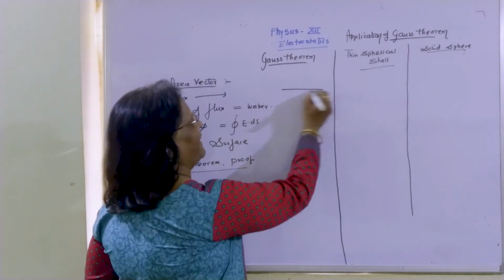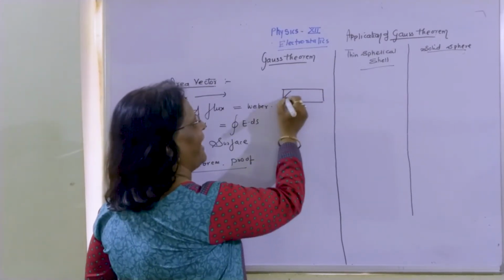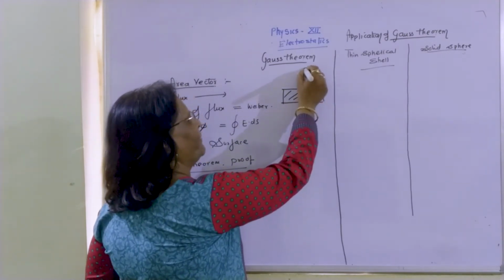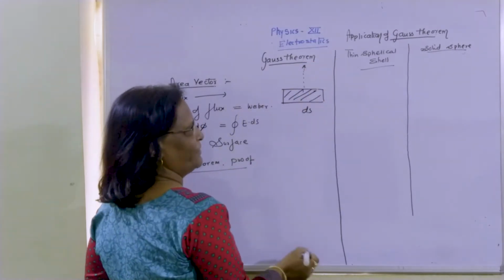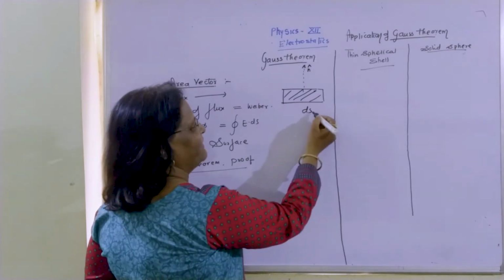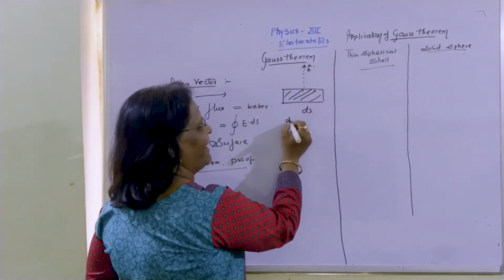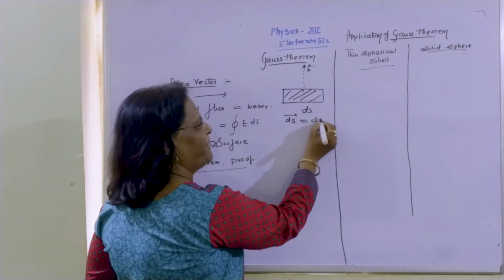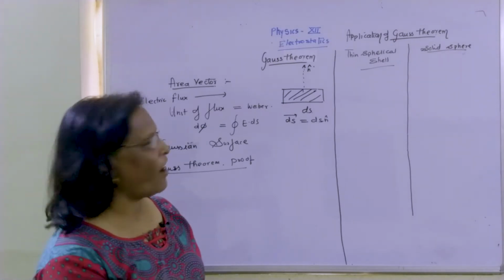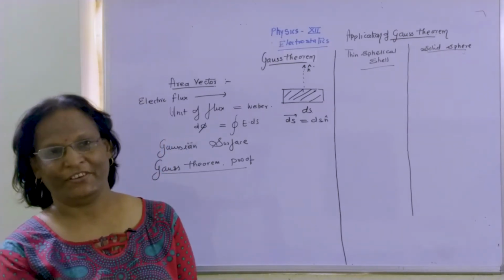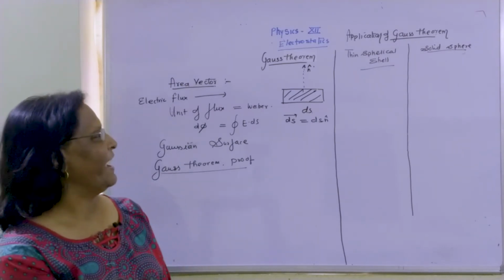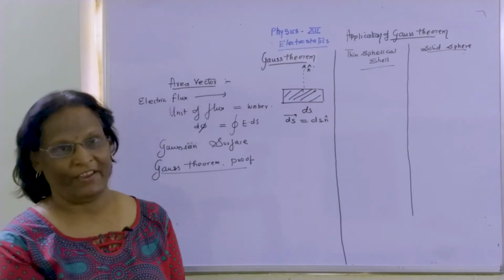We take that area as ds, and an imaginary perpendicular line we can draw on the surface of that area, which represents the direction. With this ds and n cap we have the ds vector, which can be represented as ds n cap. Now we got area as area vector. So whenever electric field exists there, it should be along the direction of the area vector.